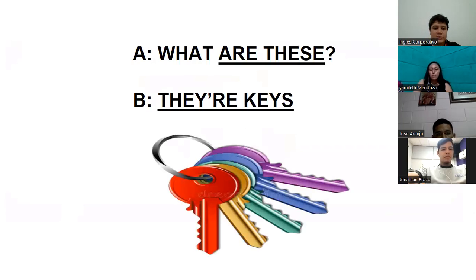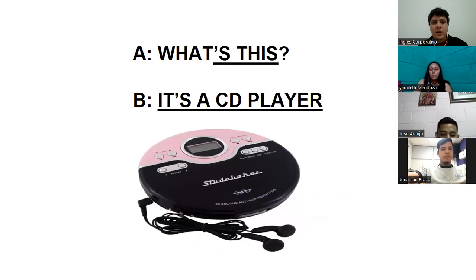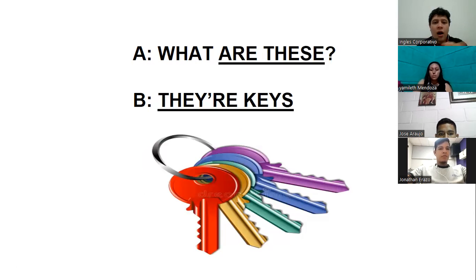Now, let me show you this exercise, okay, guys? Déjenme mostrarles este ejercicio, okay? So tenemos, what are these? ¿Qué son estas? Si yo les pregunto, what are these? Ustedes responden, they are, or they're keys, okay? They're keys. So now we have this one. What's this? ¿Qué es esto? It's a CD player, porque solo es uno, right? Cuando solo es uno, para la respuesta vamos a decir it's, okay? It's o it is. It is a, it's a, okay? Pero si es plural, vamos a decir they are, they're, okay?